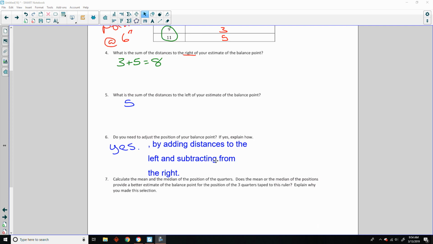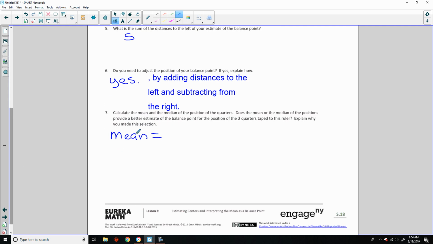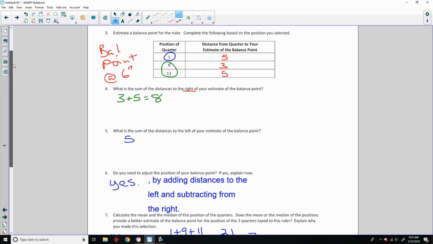Okay, so there, change it to text. Hopefully that's more legible. Number 7, calculate the mean and the median of the position of the quarters. So our positions of our quarters are 1, 9, and 11. To find the mean, we take 1 plus 9 plus 11 and divide by the number of values, which is 3. 1 plus 9 is 10, plus 11 is 21, divided by 3 equals 7. So the mean is 7, and the median equals the middle number, and since there's only 3, the median is the middle number 9.